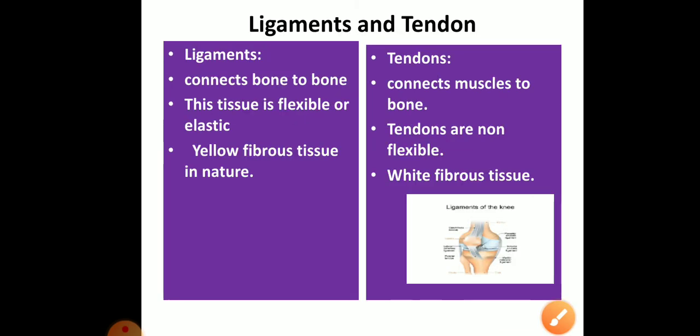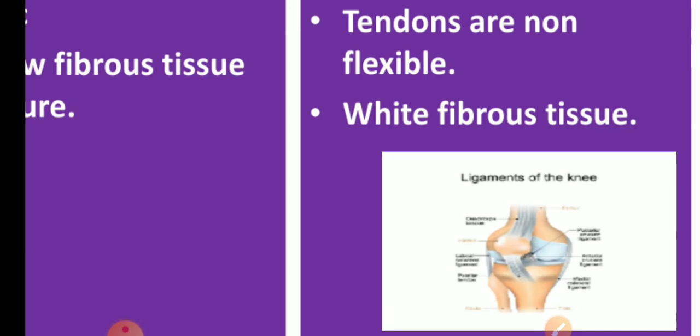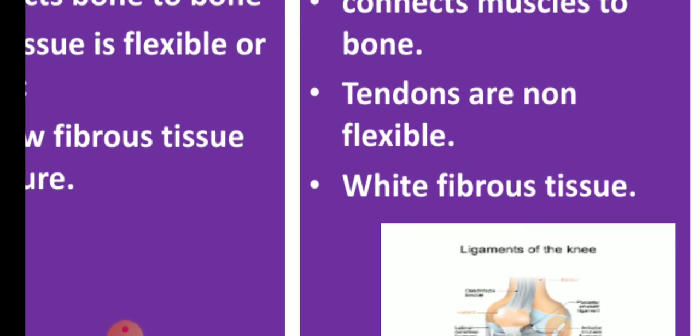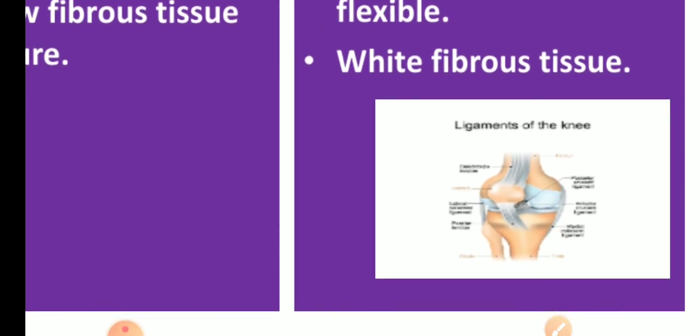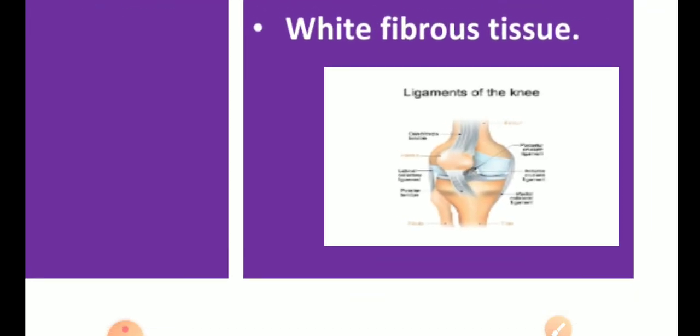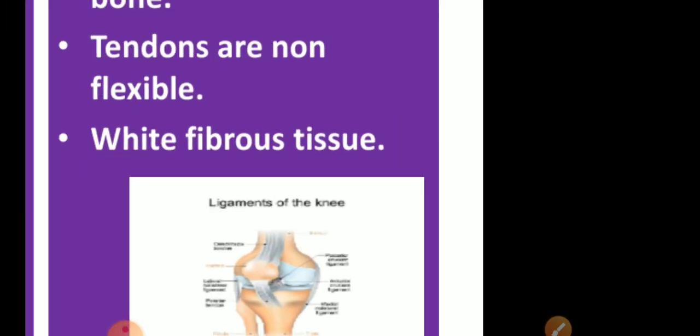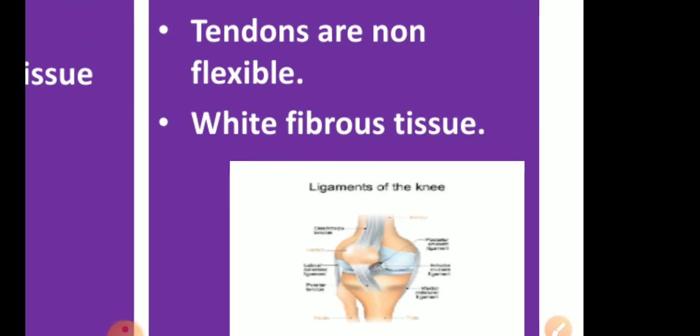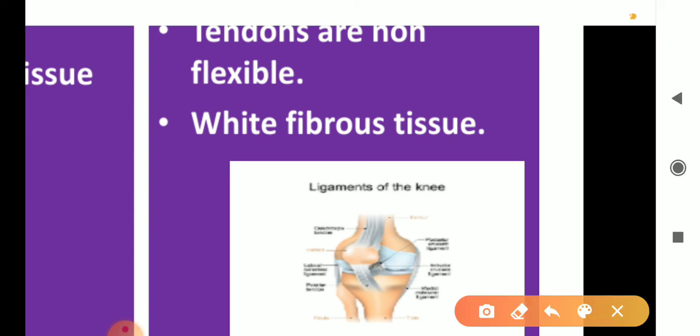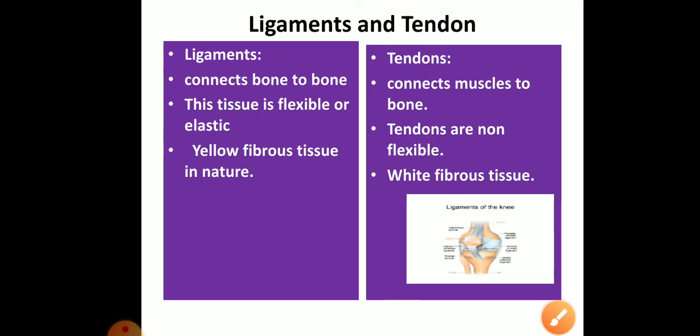Next are ligaments and tendons. Now we will do the comparative study of these two. I will explain with the help of this diagram. I am unable to enlarge the diagram. Okay, it's okay. Then see, ligaments and tendons. Because the diagram is not enlarging, that's why I am telling you.